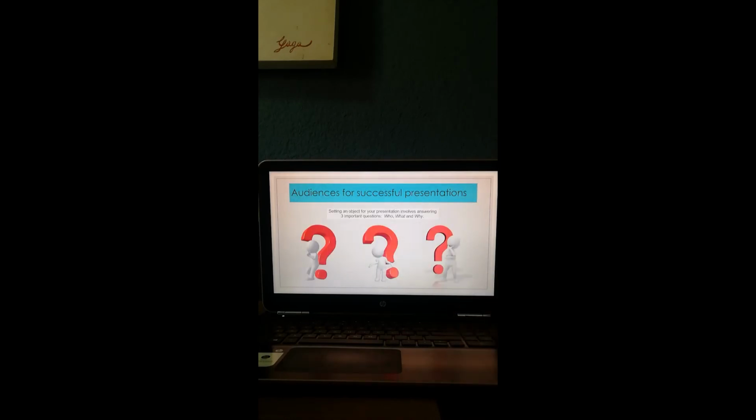Then we have to ask the questions who, what, and why. Who is the question we ask to know what type of audience we are going to talk to about our topic. Then what information we're going to talk about, and why is the audience here? Because they are interested in our topic and it's for their benefit.